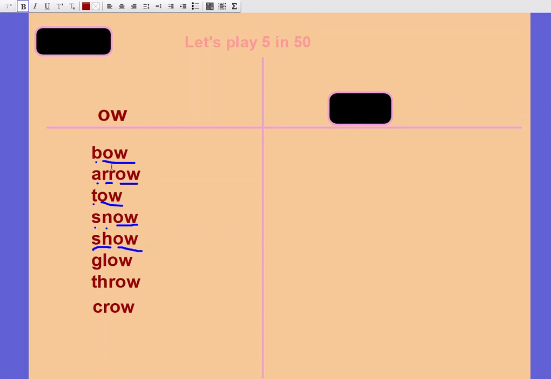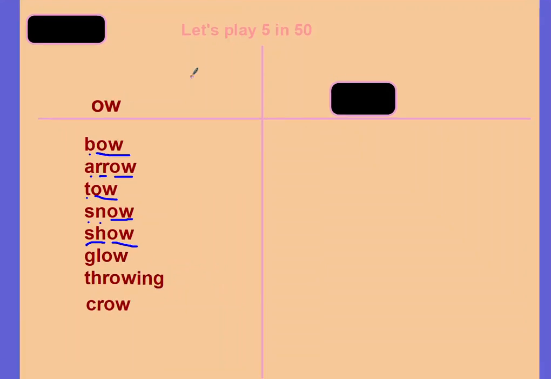You will probably notice that the OW is at the end of each word, which it generally is, except if you are adding a suffix to the end of it, like ing, throwing, then of course it's in the middle. But as a root word, it's generally at the end. If you got 5 words correct, you can give yourself 1 tick, which will be equal to 1 dojo. Right, moving on, Year 3.